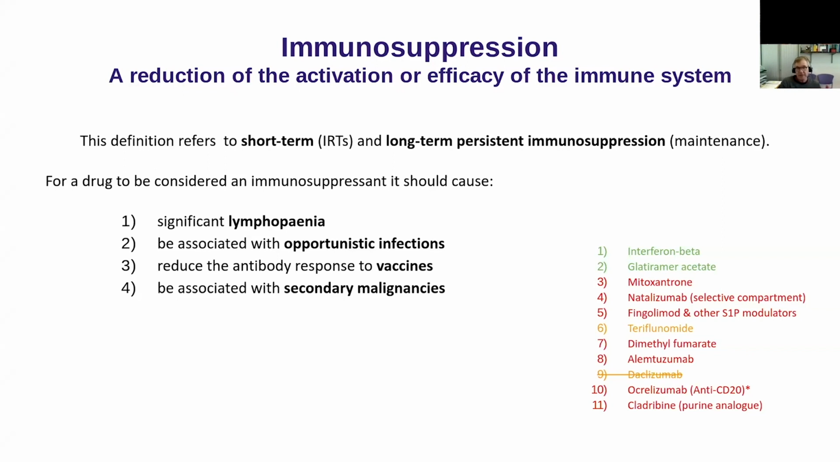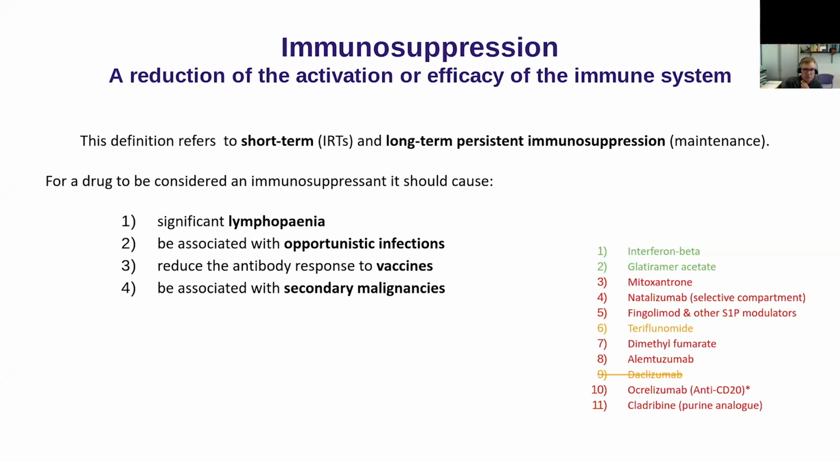And the way the regulators define immunosuppression is anything that causes a significant lymphopenia. And this is where the debate is: what is a significant lymphopenia? And most of the time, they probably refer to an 800 cutoff. You have to see opportunistic infections as well, which goes with lymphopenia. You have to have reduced antibody responses to vaccines and be associated with secondary malignancies. Now, you don't have to tick all these boxes to be called an immunosuppression.